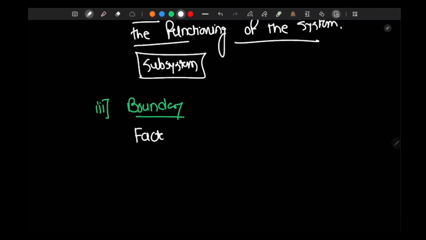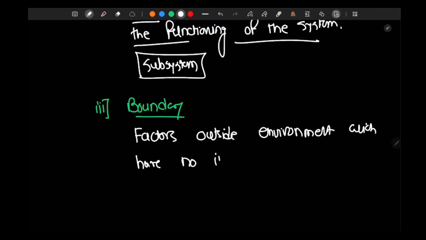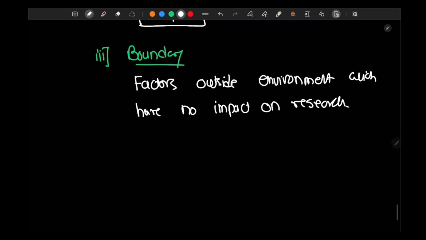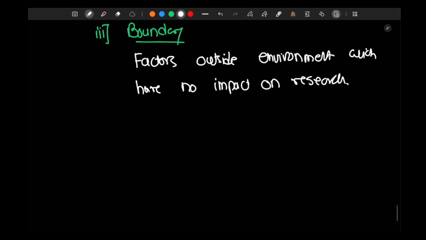Factors outside the boundary, outside the environment. Boundary are factors outside the environment which have no impact on research. Right? This is the boundary. So, what are the elements of a system then?